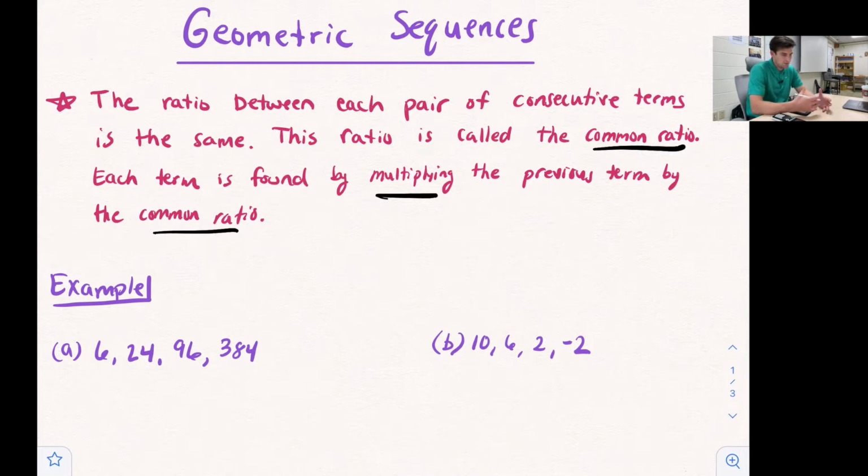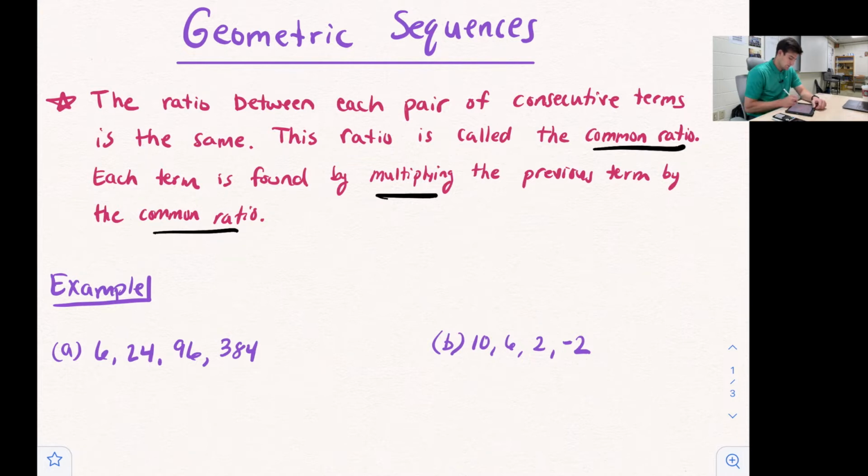Remember, we also talked about another type of sequence called an arithmetic sequence that had a common difference. Okay, so if you want to review arithmetic sequences, check out the video in the top right-hand corner right now. So here in this first example, we're going to see, is this sequence geometric or is it arithmetic? So example 1, we go 6, 24, 96, and 384.